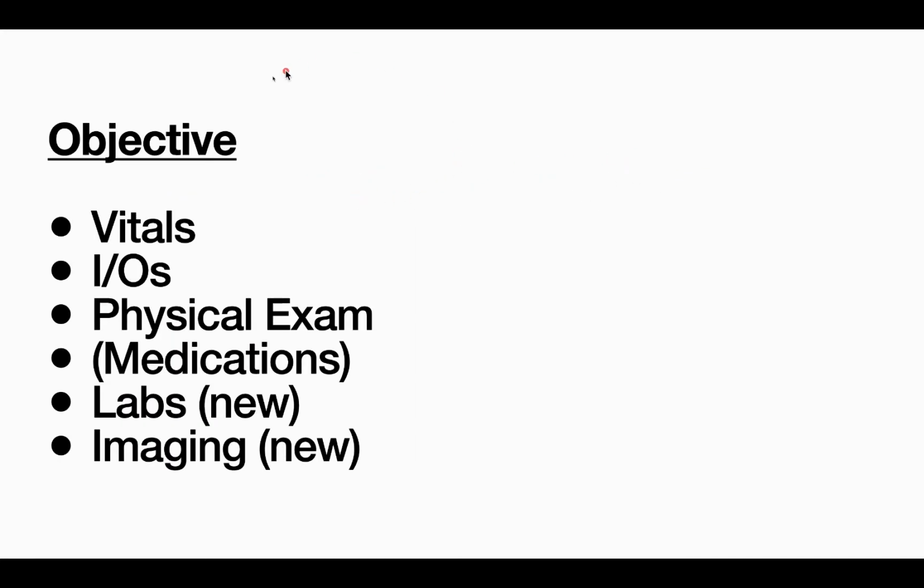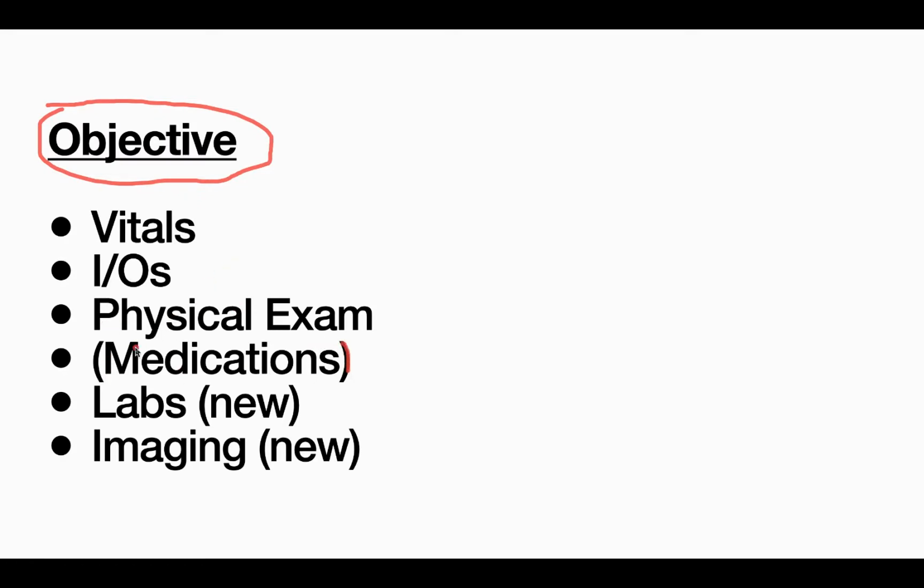All right, so remember, SOAP. So we had S, and now we're at O for objective. And this is the biggest section. As you can see, each of these we're going to talk about on their own. So vitals, I's and O's, or ins and outs, right? What the patient's eating or getting via IV and what they're eliminating with urine or drains or stool. Their physical exam, their medications.